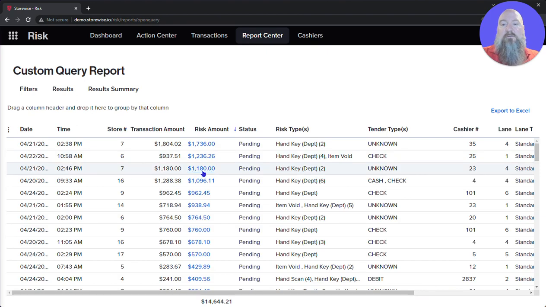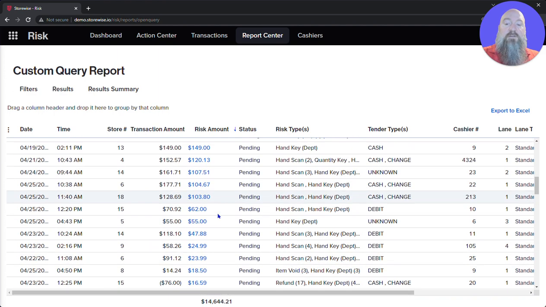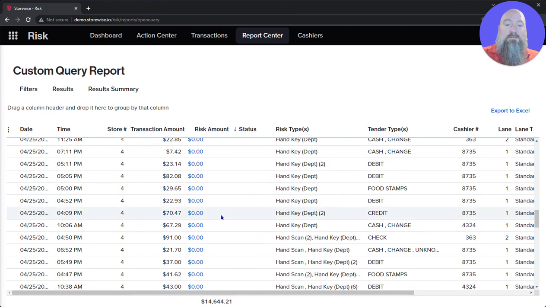So after we execute, we'll see that these transactions populate. So you can see there's going to be a lot of large hand keys, and this is probably going to be special events, catering, or whatnot. I'm going to scroll down towards the bottom. I want to go ahead and look at some of these low dollar ones.